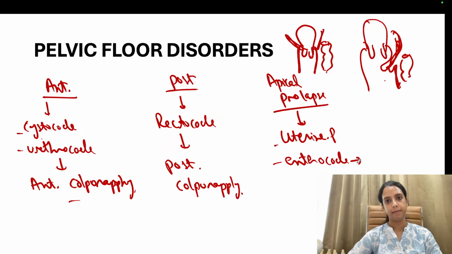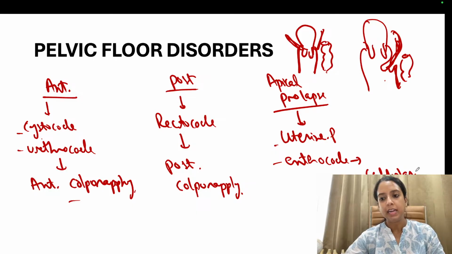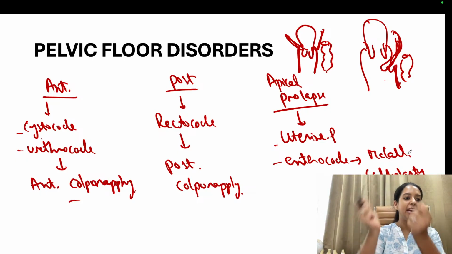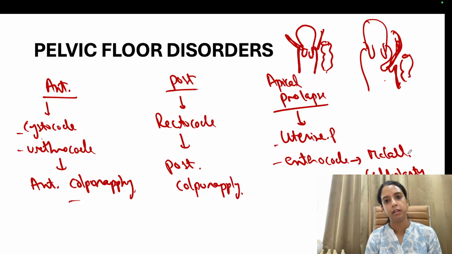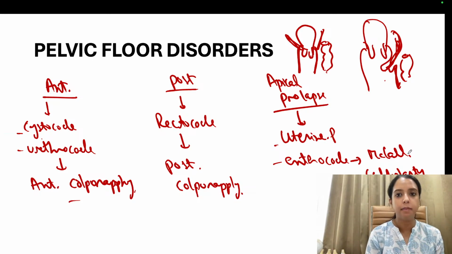What is the treatment of enterocele? The cul-de-sac is weak, pouch of Douglas is weak. What will I do? I will do culdoplasty, and let me add the name of the scientist here, McCall. McCall culdoplasty. I am tightening the cul-de-sac, that is the pouch of Douglas. So McCall culdoplasty is for enterocele, which is an apical prolapse.